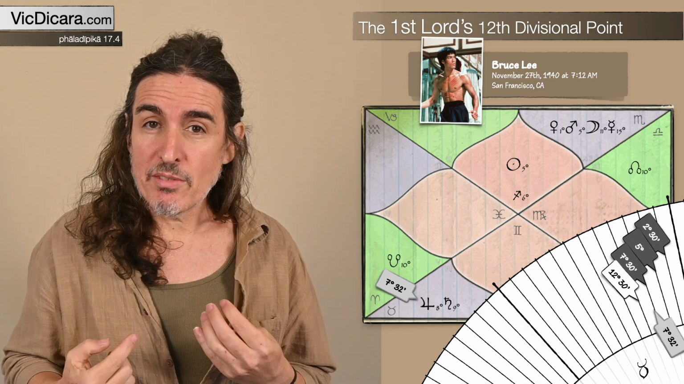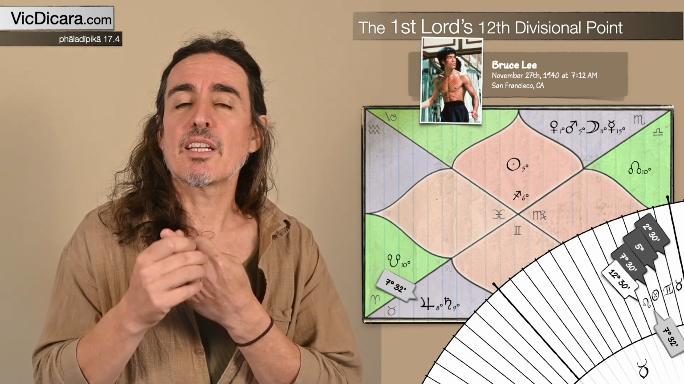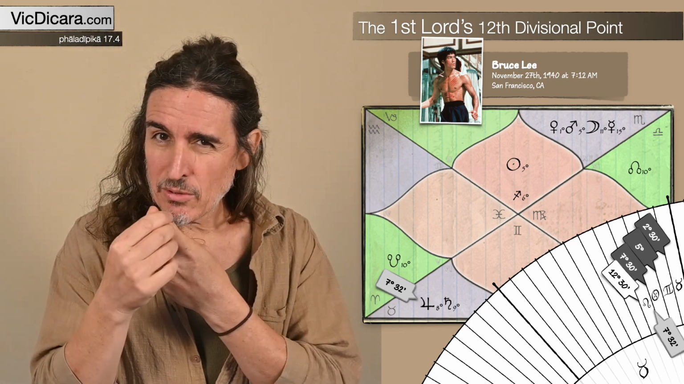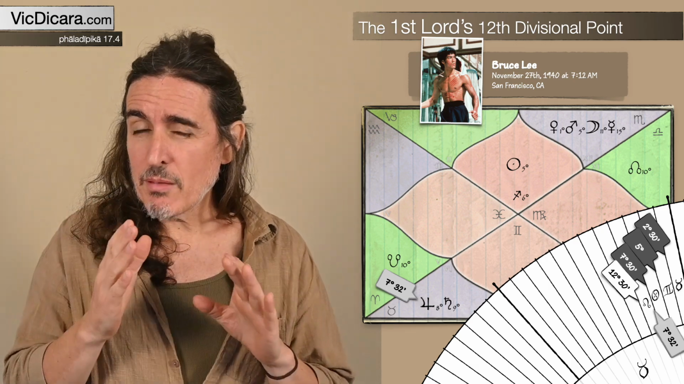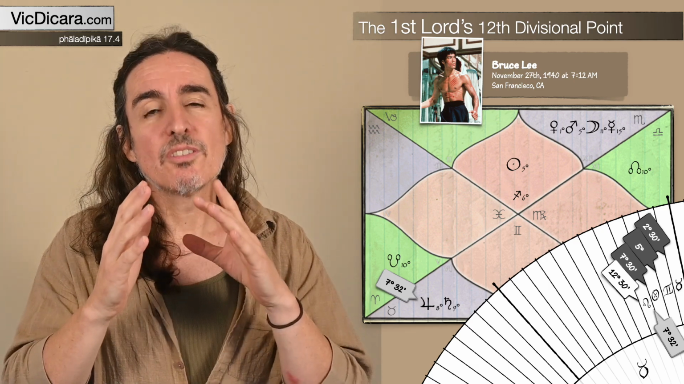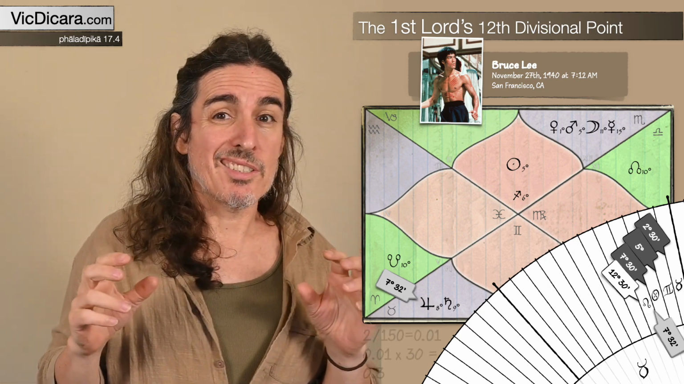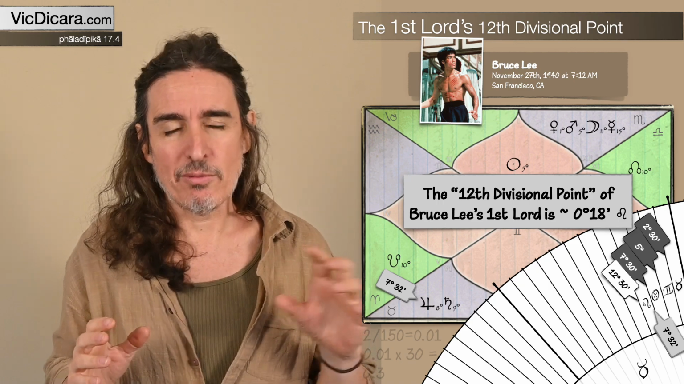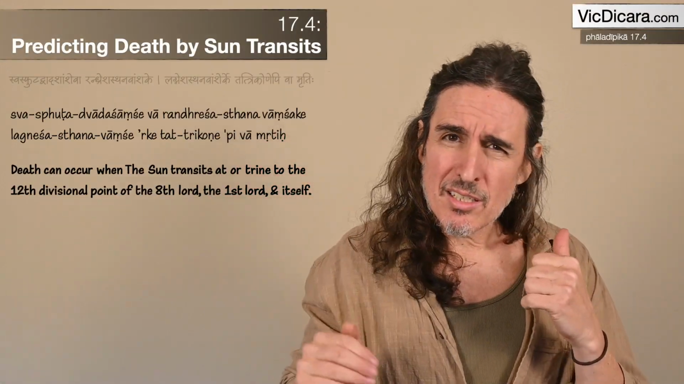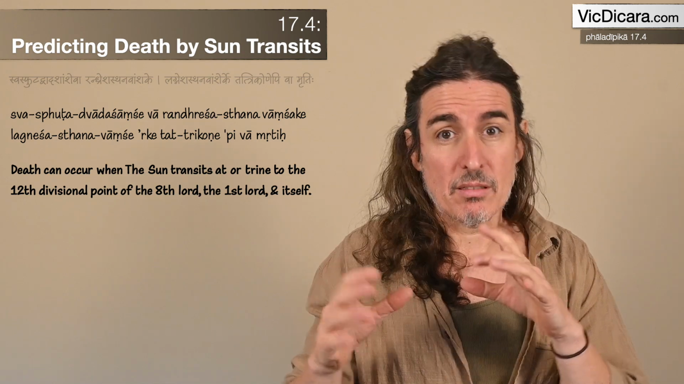What is the 4th subdivision? Well, the first one of Taurus is Taurus. The second one is Gemini. The third one is Cancer. The fourth one is Leo. So his first lord is right at the beginning of the Leo 12th subdivision. If you do the math that's shown here, we'll figure out that it's at 18 minutes of Leo. Now that we know these 3 points, we can use them. And the technique says when the sun transits at or trining these 3 points, you die.